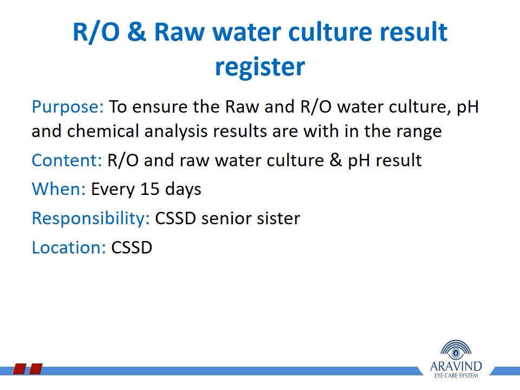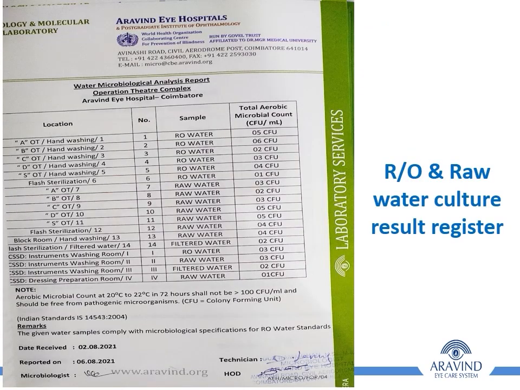RO and raw water culture result register. The purpose is to ensure the raw and RO water culture, pH and chemical analysis results are within the normal range. It contains RO and raw water culture and pH result. The entry is made every 15 days. This picture shows the RO and raw water culture result register.